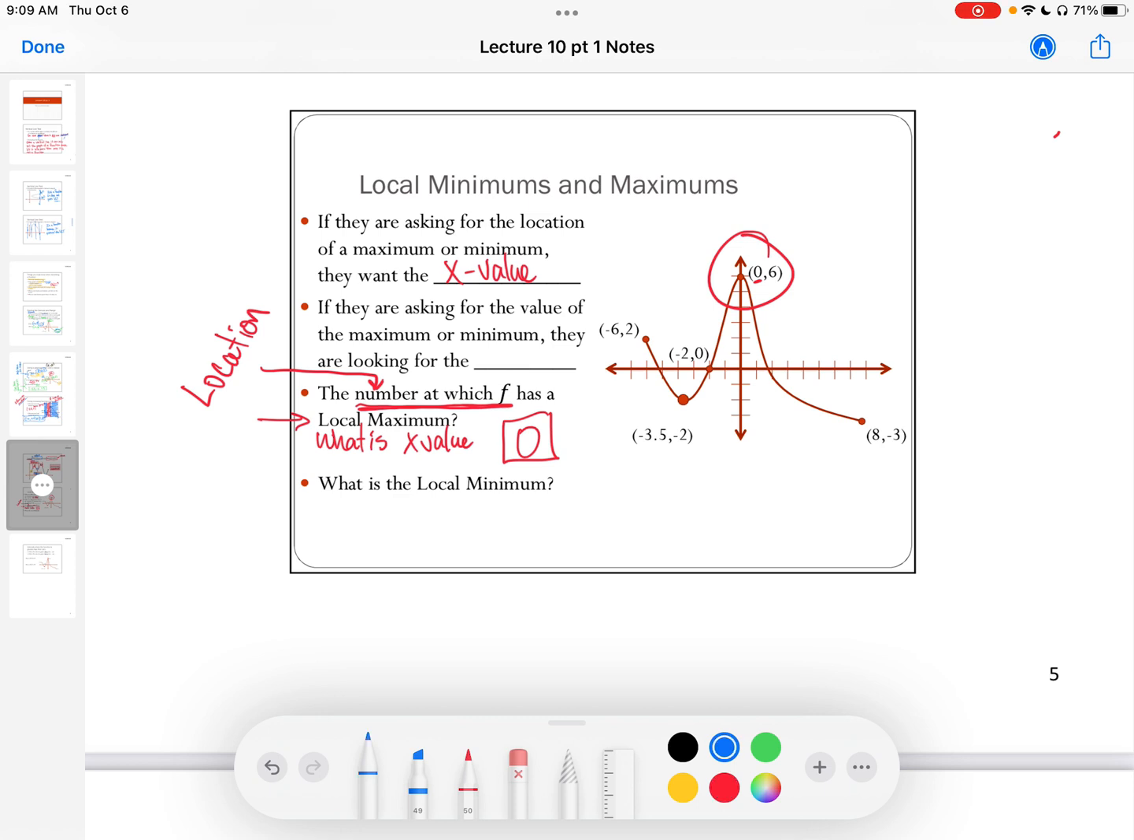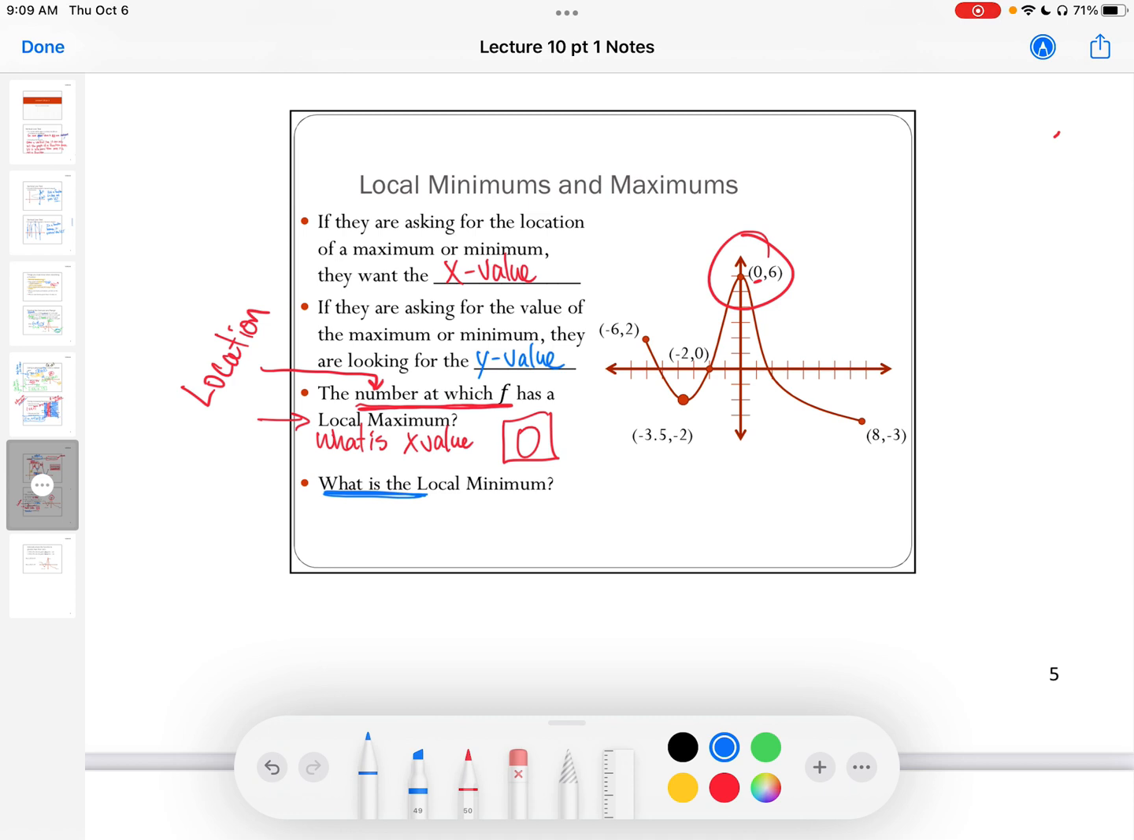The other type of question that they're going to ask is, if they are asking for the value of the maximum or the minimum, they will be looking for the Y value. And what I mean by that is they will literally just be saying, hey, what is that local maximum or what is that local minimum? So you guys can see down here, they're asking, what is it? What's the value of it? What is the local minimum?